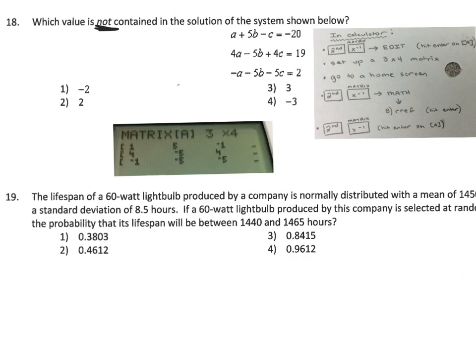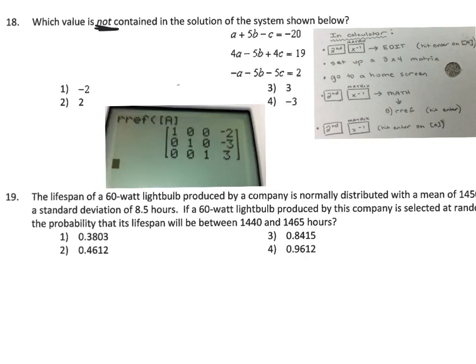Now if we look at step 2, it says go to a home screen, and then you go back to second matrix, and this time go over to math and scroll down until you see RREF. Make sure you don't pick the one that says REF. It should be reduced row echelon form, RREF, and hit enter. Then we go back to matrix a third time and hit enter again, and let's see what we see. Okay, and this is what we have.